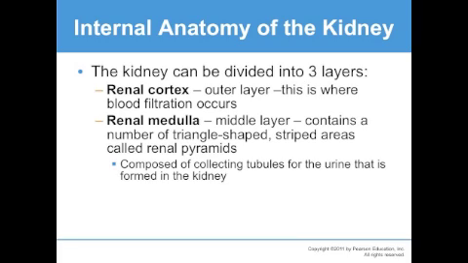When examining the internal structure of the kidney, we find that the kidney can be divided into three layers. The outer layer is called the renal cortex, and this is where blood filtration takes place. The renal medulla is the middle layer, and this layer contains a number of triangle-shaped structures. They're striped areas called renal pyramids, and these are composed of collecting tubules for the urine that is made in the kidney.